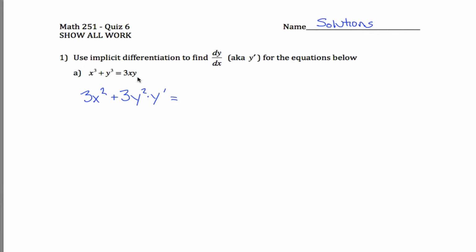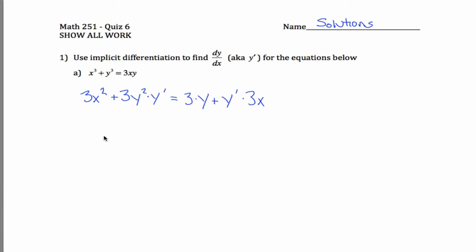On the right-hand side, we have to use the product rule. One way you could think about it is the f in the product rule is 3x, and the g is y. So the product rule tells me that the derivative of f times g is f prime, 3 in this case, times g, y, plus g prime, which is y prime, times f, which is 3x. So what we have here is an equation that has y primes in it. I want to figure out what y prime is, so I just solve this equation for y prime.